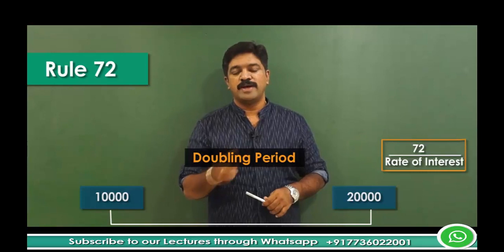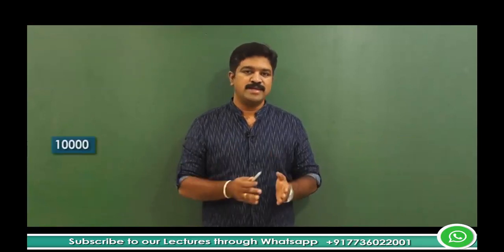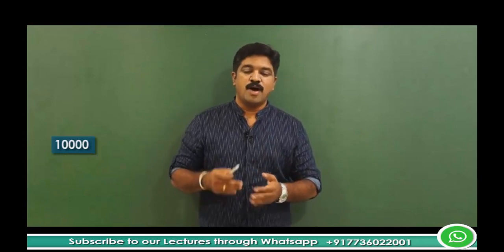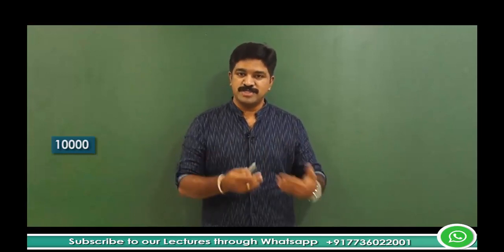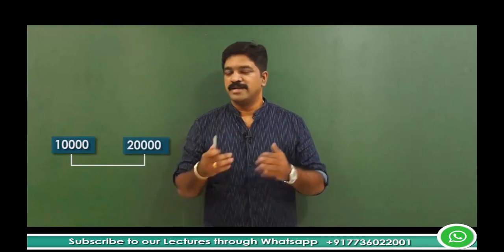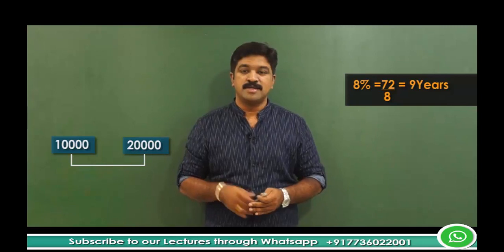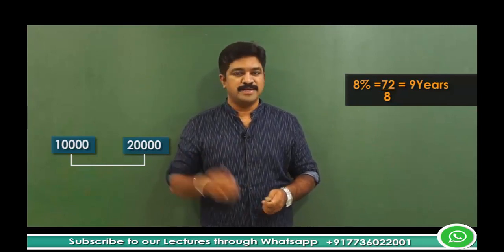Divide 72 by rate of interest. If I invest, let's say, this 10,000 rupees at the rate of 8%, how long it would take for this 10,000 to become 20,000? It is simple. 72 divided by 8. 8 means 9 years.